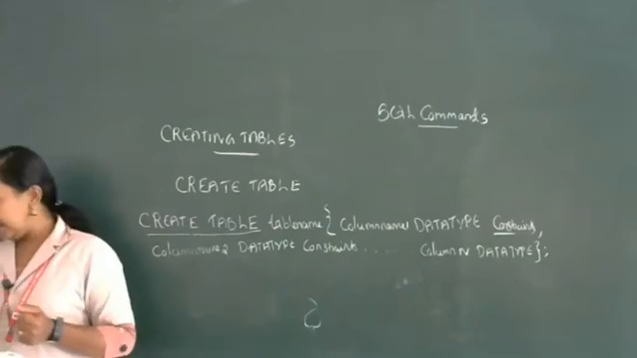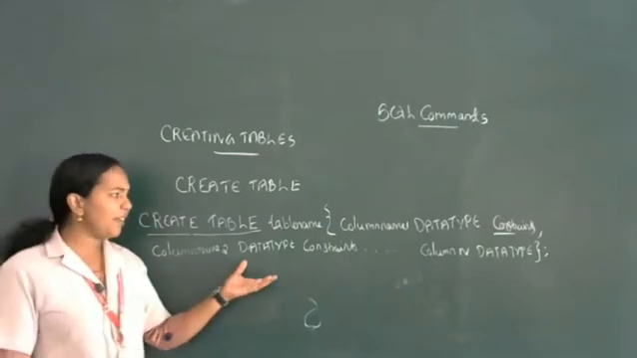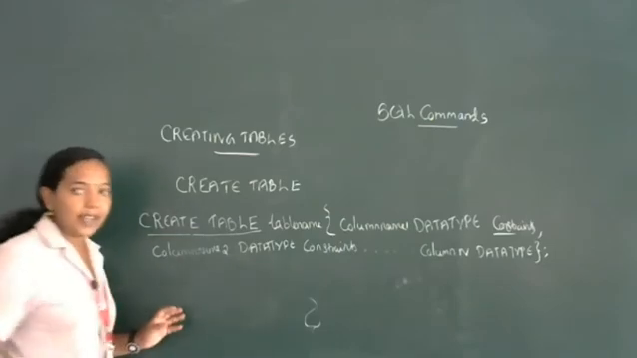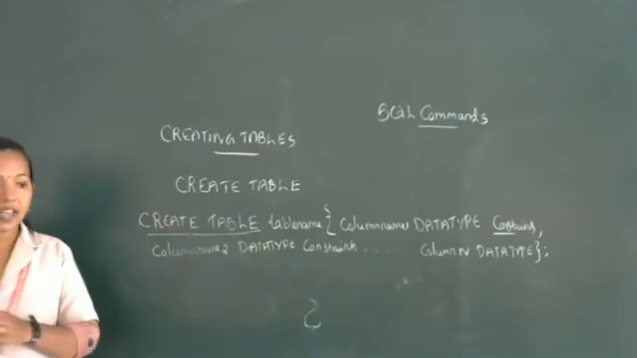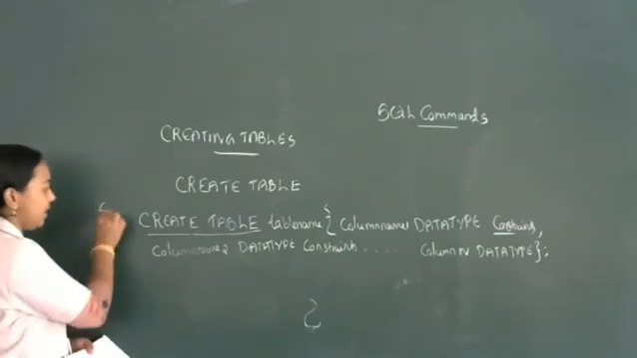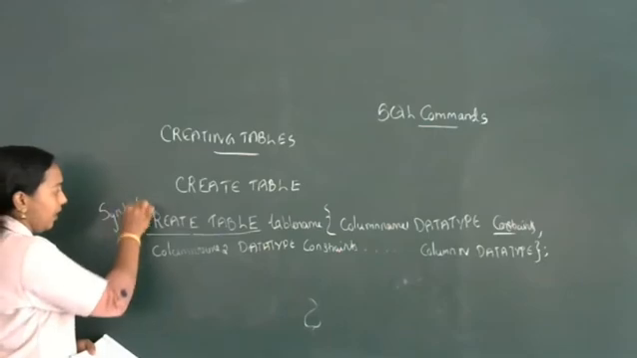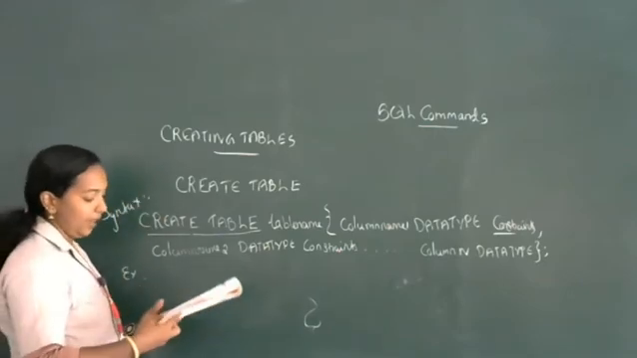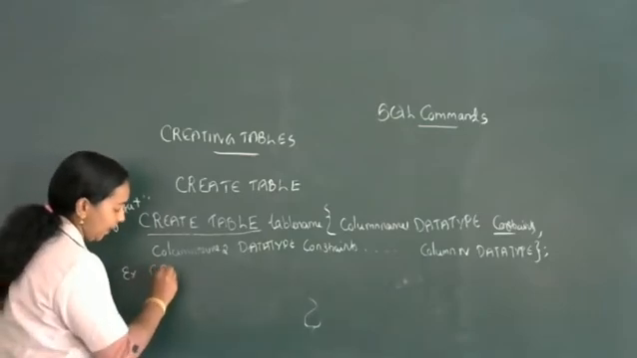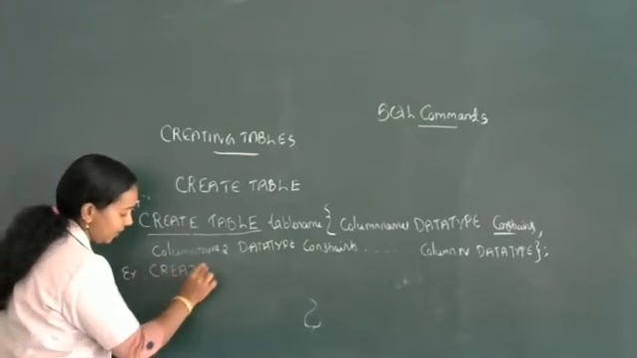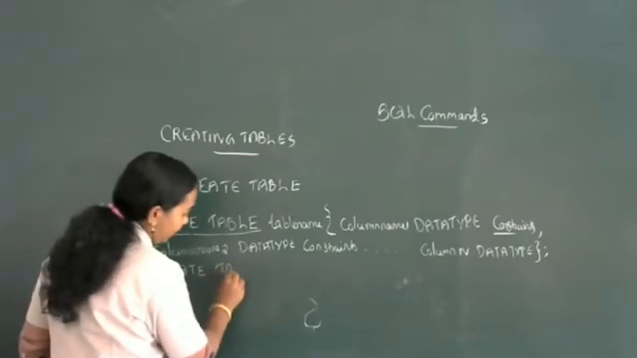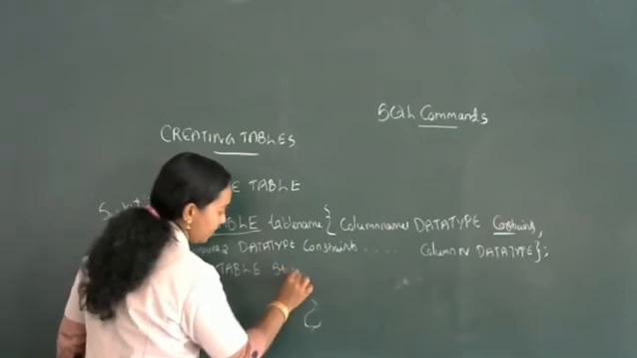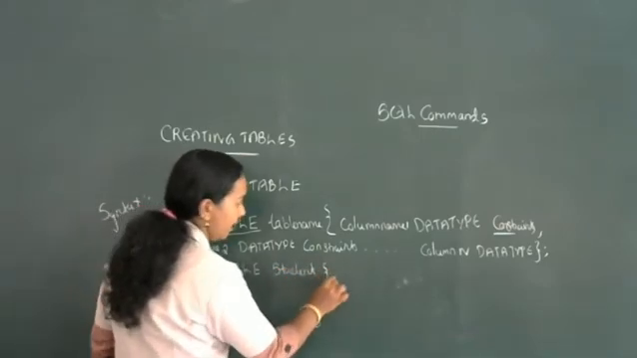Next, I am going to write one example. So this is the syntax that we are using, and the example I am going to write. I am going to create a table student. Create table. What is the table name here? Student. Then open the bracket.